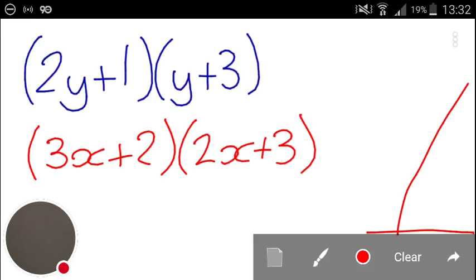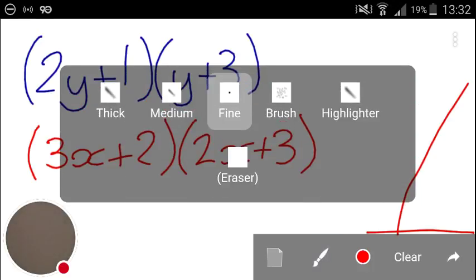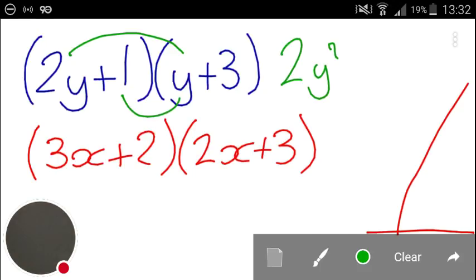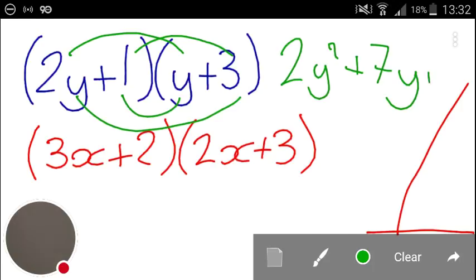Now, what we're going to do is work through these two expansions that we have in front of us. I'm going to expand in green. So here I have 2y times y, which gives me 2y squared. I have 1 times y, and 2y times 3. 2y times 3 gives me 6y. 1 times y gives me y. If I gather them together, I have 7y. And then lastly, 1 times 3 gives me 3. So for that one, 2y squared plus 7y plus 3.